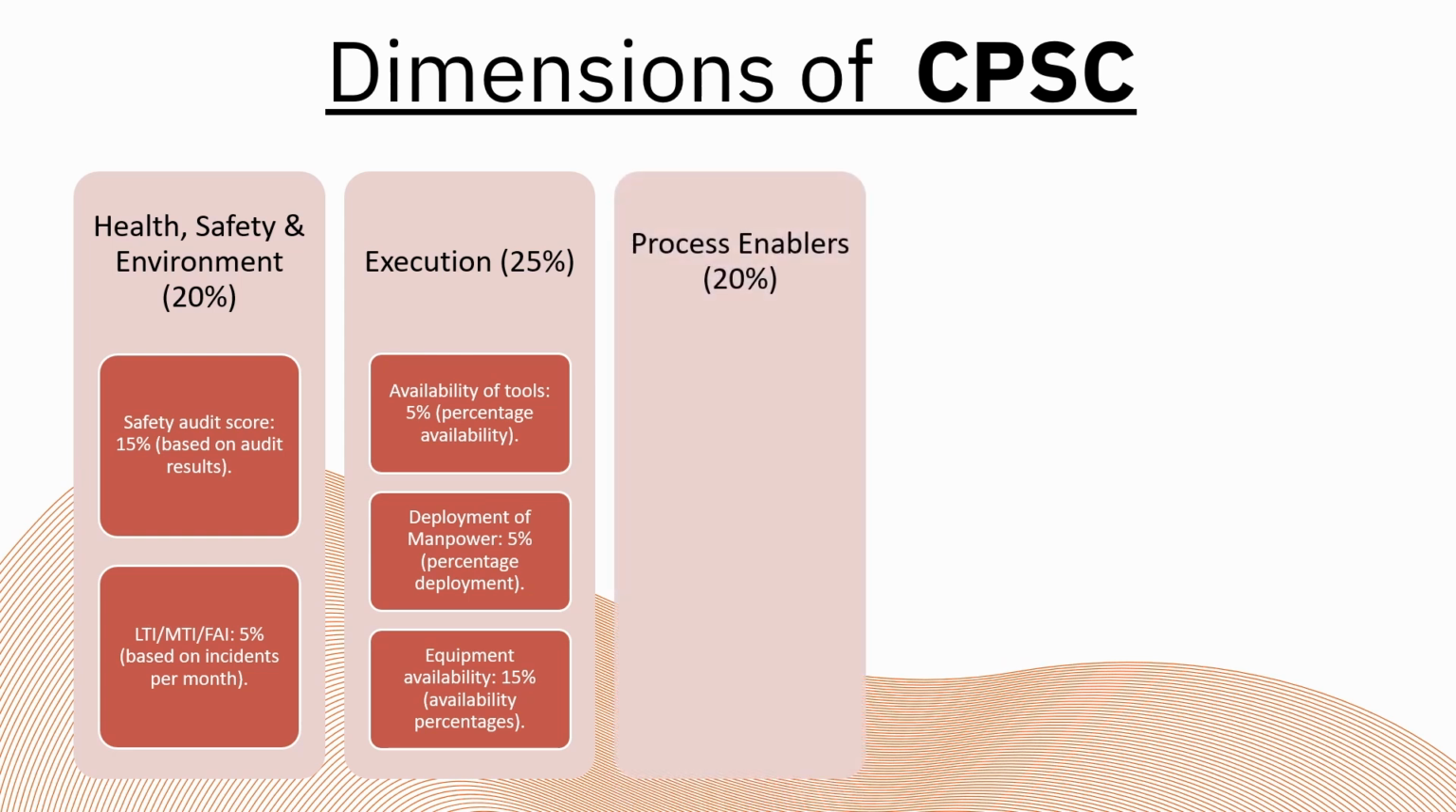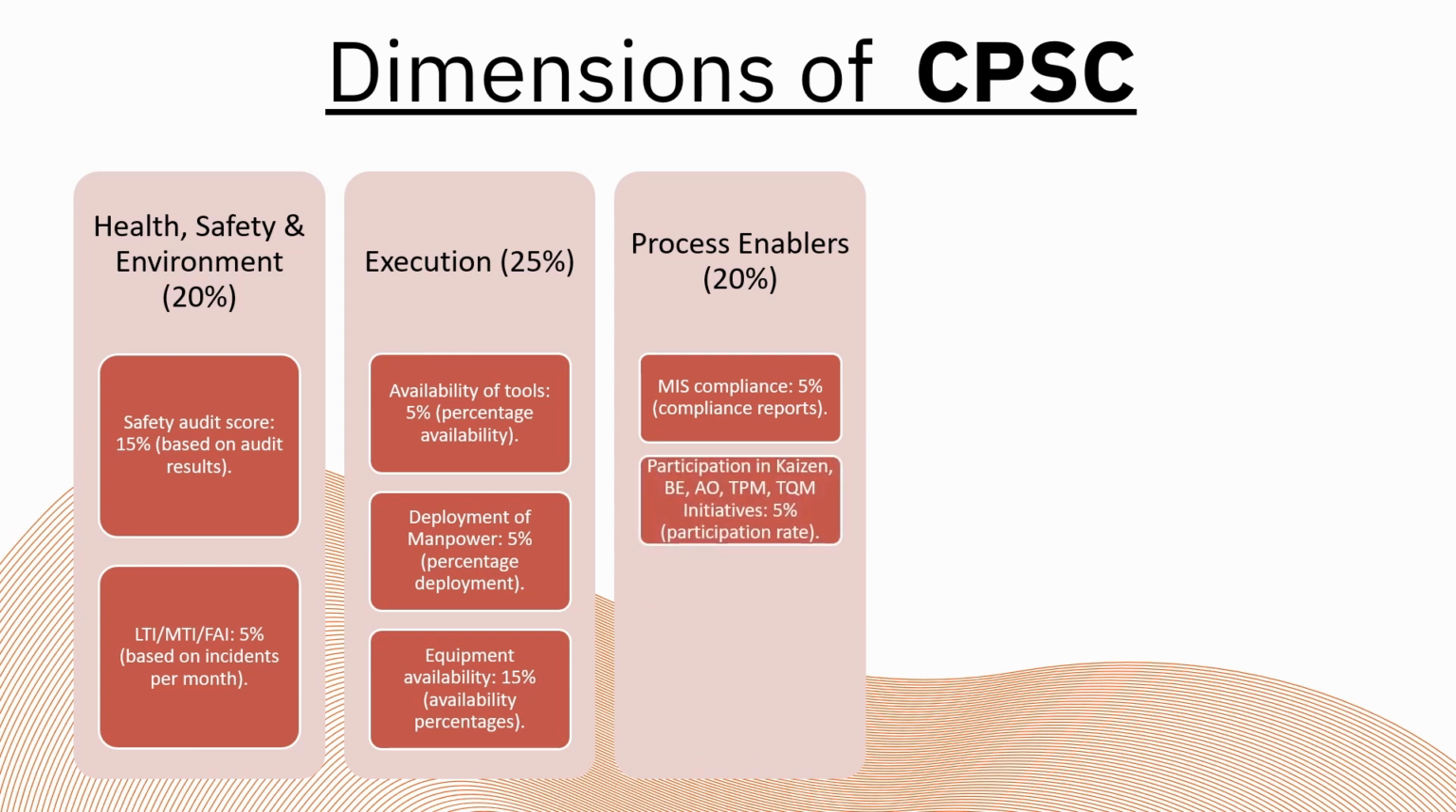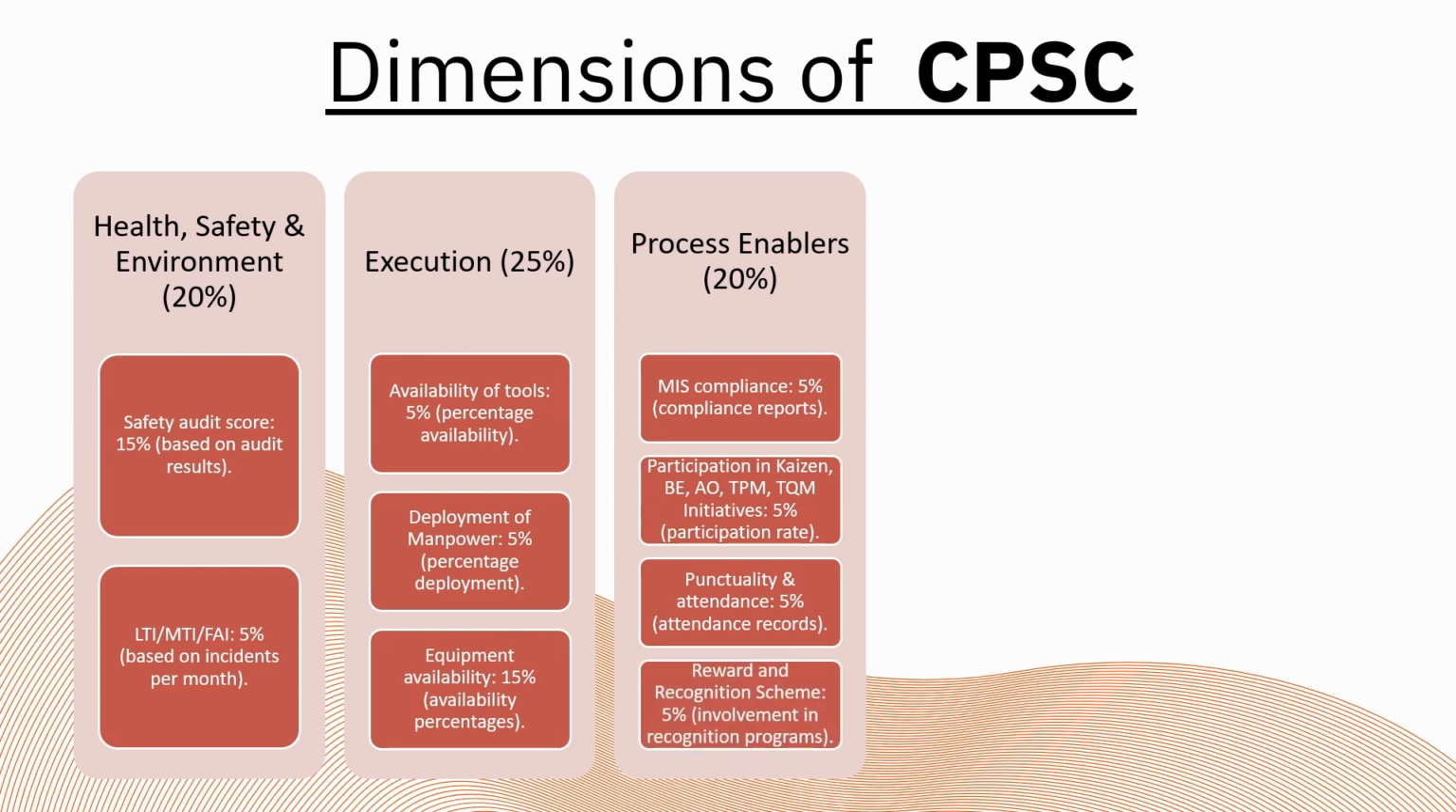Next dimension is process enablers, which totals to another 20%. This includes MIS compliance, 5%, which evaluates compliance with management information system requirements. Participation in initiatives, 5%, that tracks participation in continuous improvement programs like Kaizen and TPM. Punctuality attendance, 5%, that measures attendance records, indicating workforce discipline. And reward and recognition scheme, 5%, that reflects involvement in recognition programs, promoting motivation.